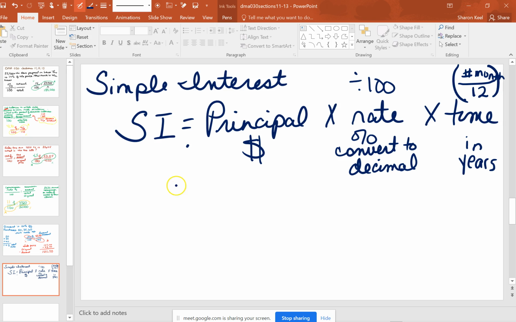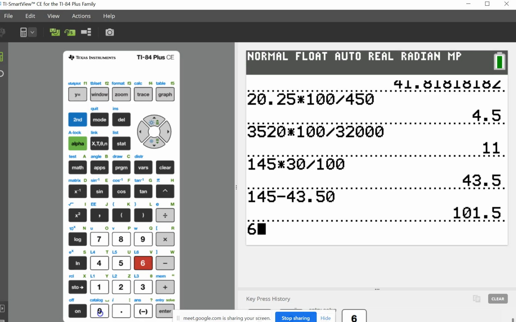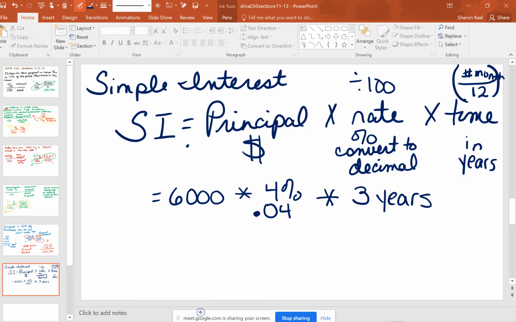So if we're calculating simple interest, and let's say we have a principal balance of $6,000, and if the $6,000 is 4% interest, 4% we would write as a 0.04, and let's say we're going to calculate it for 3 years. We're going to do 6,000 times 0.04 times 3. And that would be simple interest of $720.